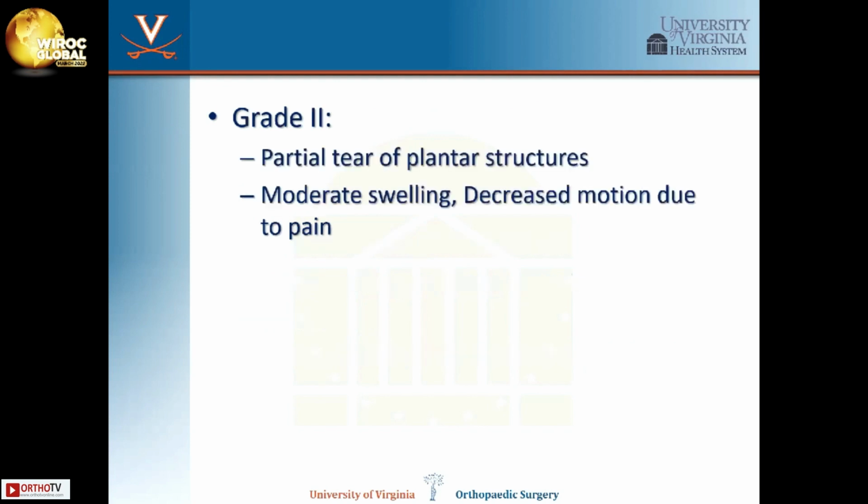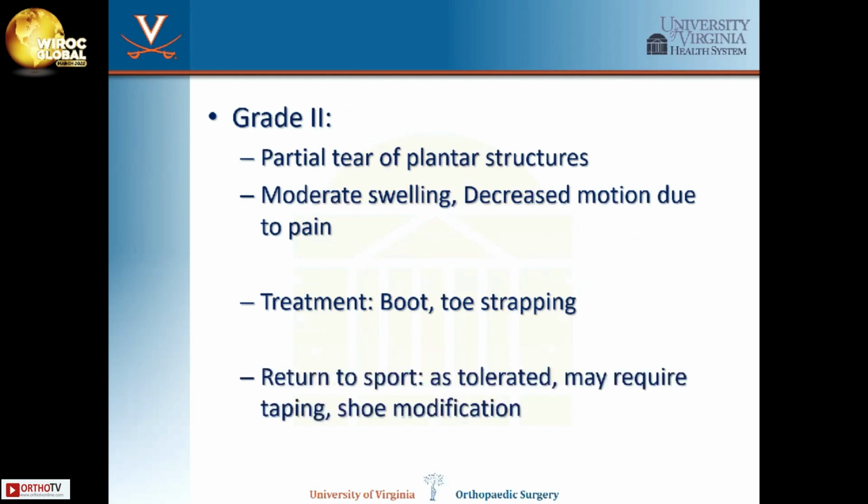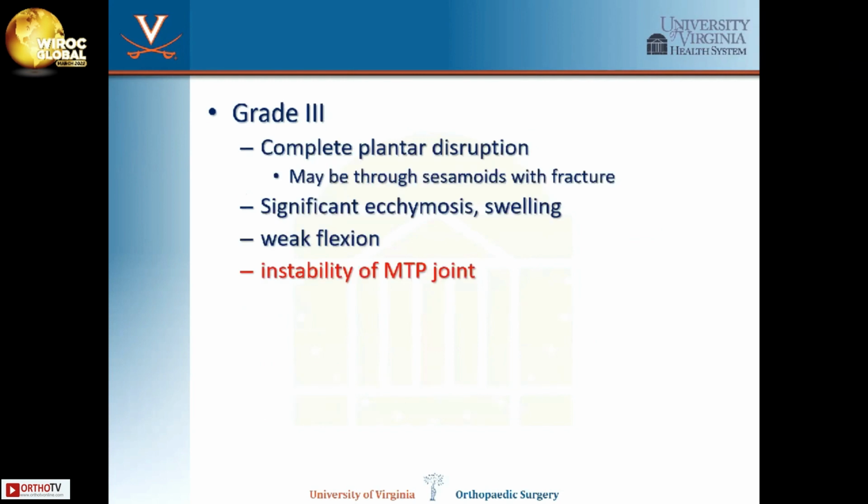Grade 2 is a partial tear of the plantar structures, and they'll have moderate swelling and decreased motion due to pain. Treatment, boot, toe strapping, preventing dorsiflexion early on to let things settle down and heal, with gradual increase in range of motion, strengthening and return to play, usually in several weeks. Often it's helpful to have a shoe modification, such as a turf toe plate or carbon fiber plate, and taping of the toe. Grade 3, these are the complicated ones.